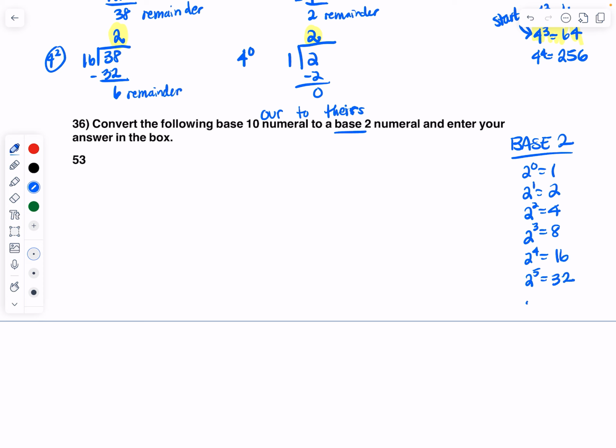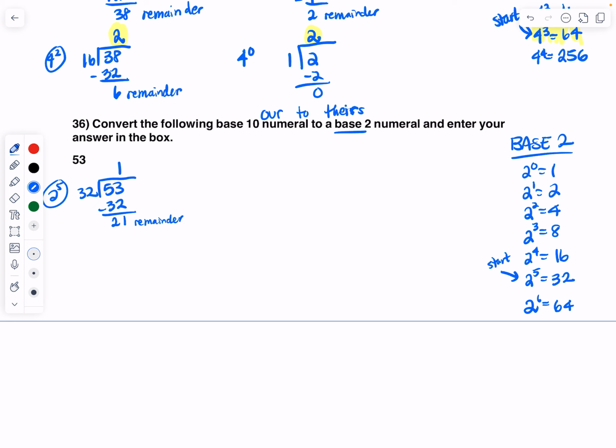Now I'm going to do 2 to the sixth because remember I'm trying to get as close to 53 as possible without going over. And that's 64. That's too big. So I'm going to start with 2 to the fifth. Okay, so I'm going to take 53 and I'm going to divide it by 2 to the fifth, which is 32. So 32 goes into 53 once. And the remainder is going to be 21.